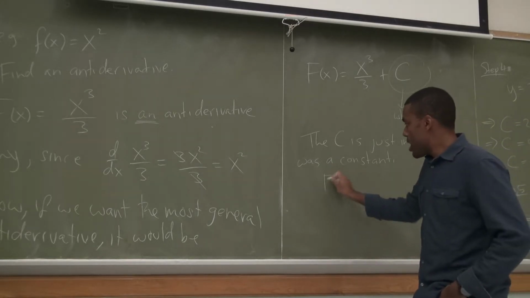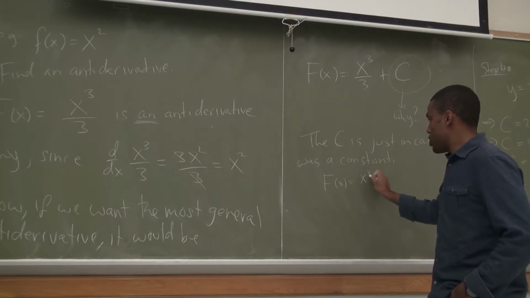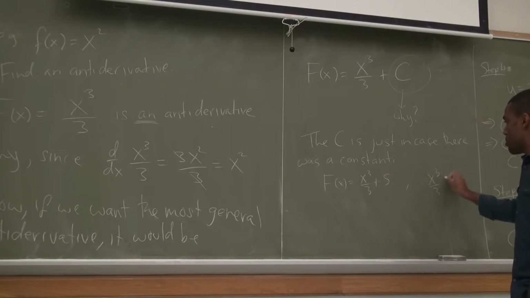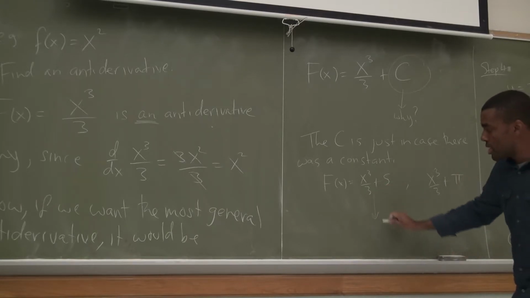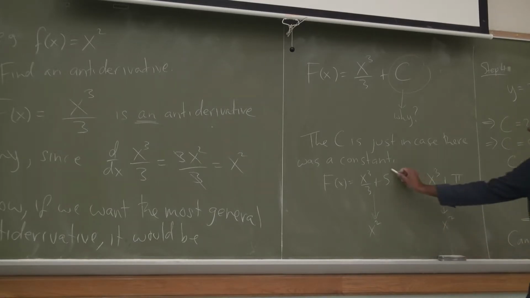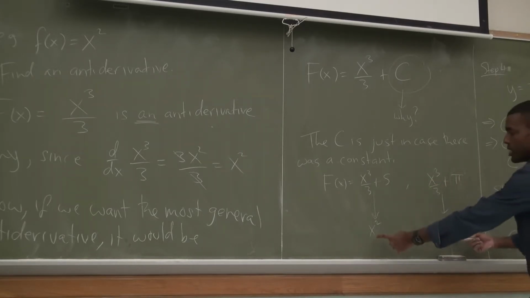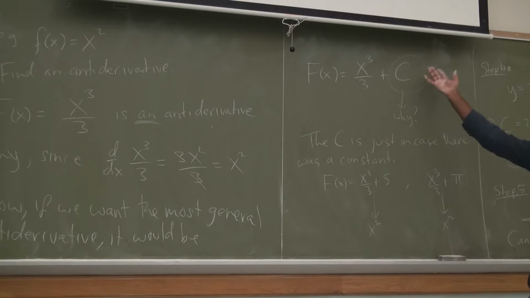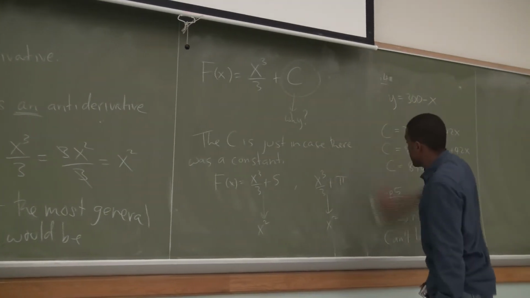So for example, your f could have been x cubed over 3 plus 5, or x cubed over 3 plus pi. It doesn't matter, they would both have given you x squared as the derivative, right? So the fact that you could have a constant here means that when you go back, you have to put that plus c there. If there was a constant, it would disappear, so you always put this placeholder just in case. There are times when you can figure out what that constant is, but they have to tell you something else for you to be able to figure that out.